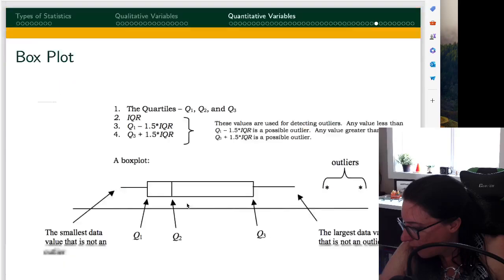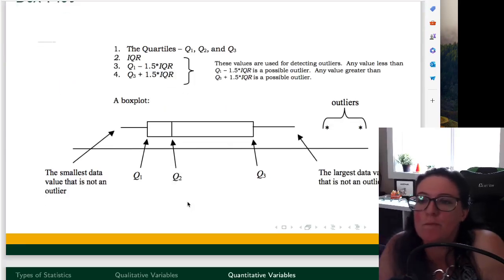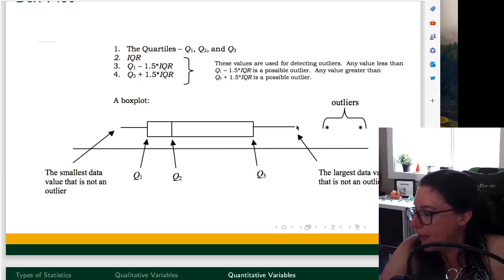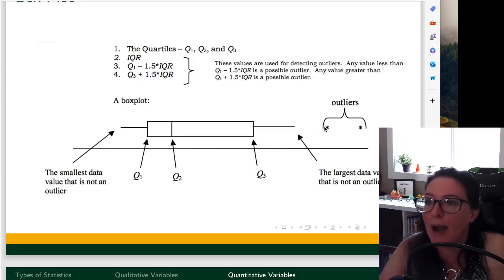So let's see if we got a picture of a box plot. Here's a box plot here. So the way this works, also called a box and whisker plot, shows here that the points that are here are outliers.